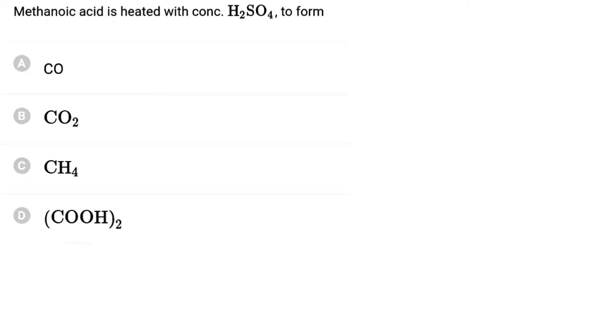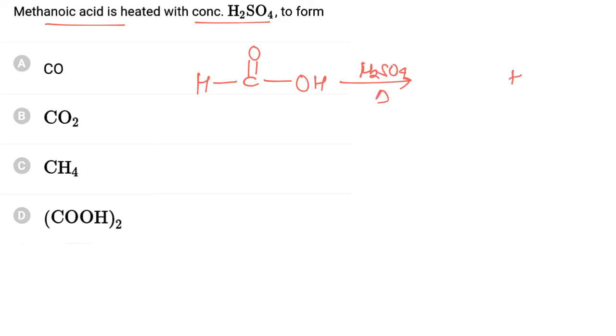In this question we have to find the product obtained when methanoic acid is heated with concentrated H2SO4. Now concentrated H2SO4 acts as a dehydrating agent and on heating formic acid, or methanoic acid, with H2SO4, a water molecule is eliminated so that carbon monoxide is formed and hence the correct answer is A.